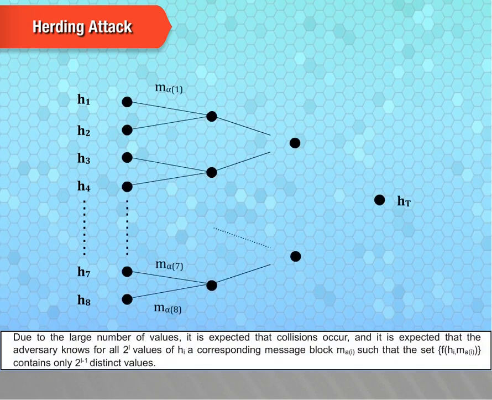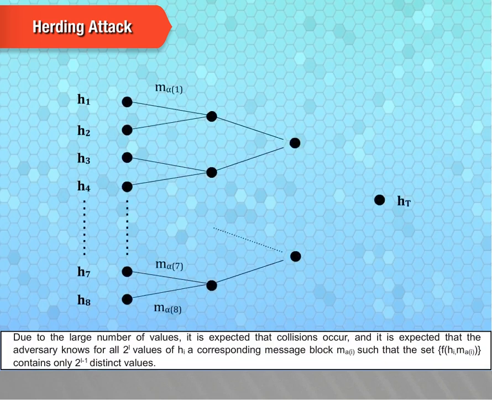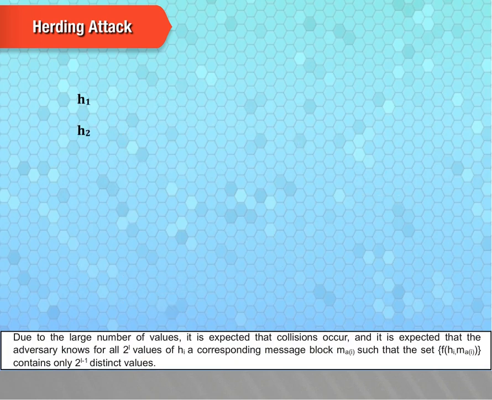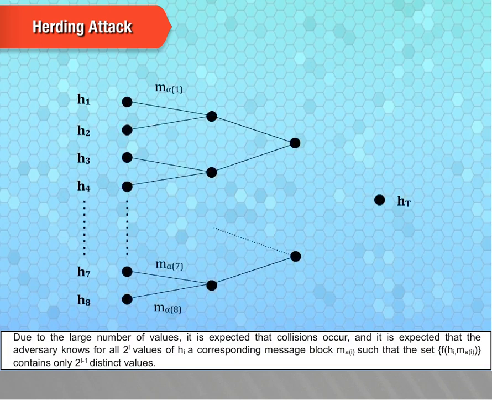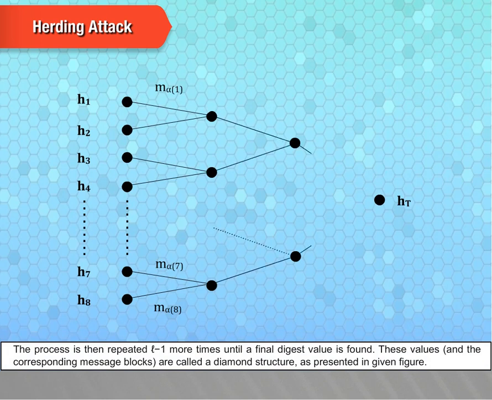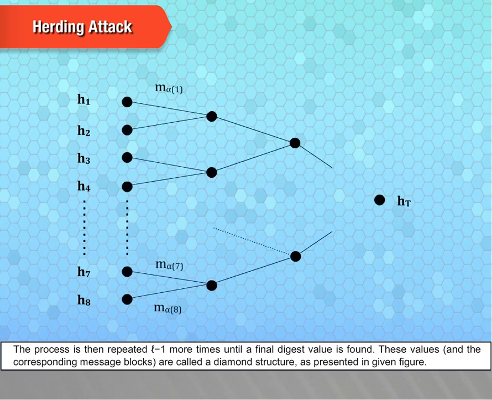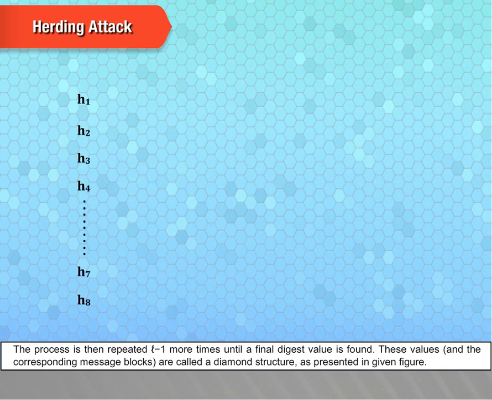Due to the large number of values, it is expected that collisions occur, and that the adversary knows for all 2^L values of h_i a corresponding message block m_a(i) such that the set f(h_i, m_a(i)) contains only 2^(L-1) distinct values. The process is then repeated L - 1 more times until a final digest value is found. These values and the corresponding message blocks are called a diamond structure, as presented in the given figure.